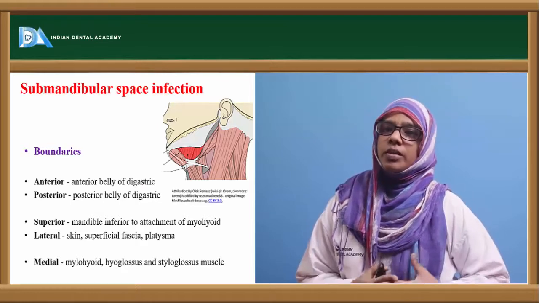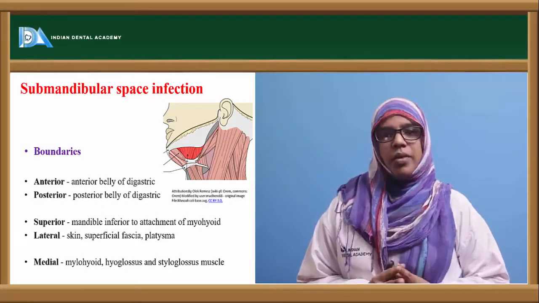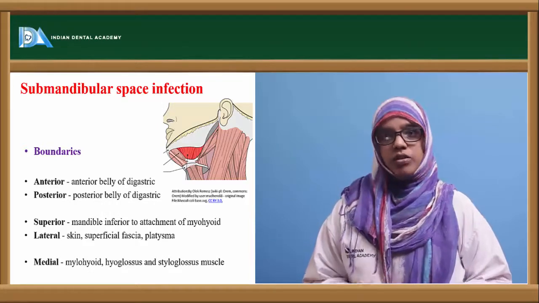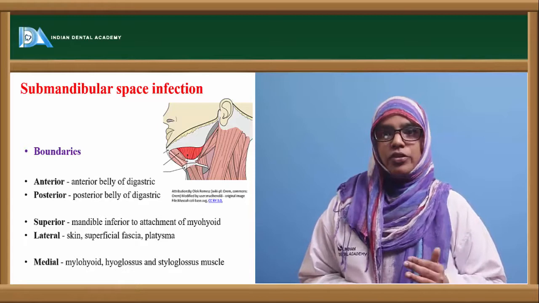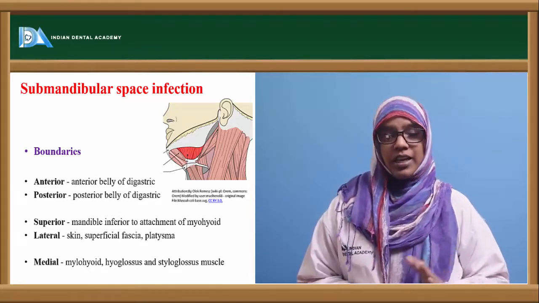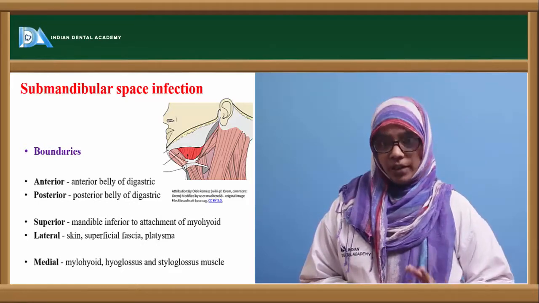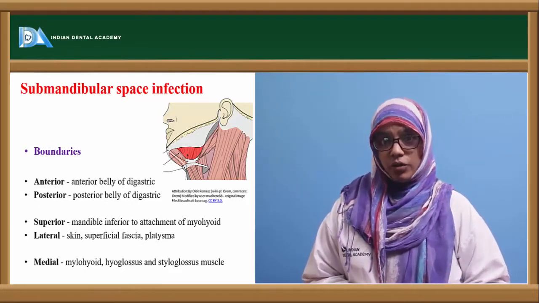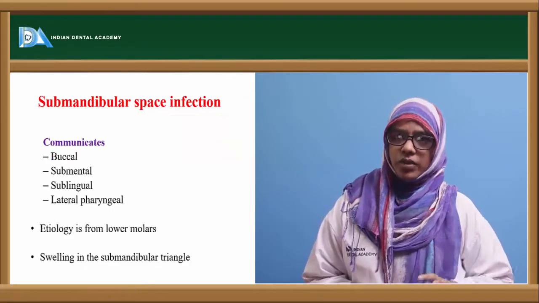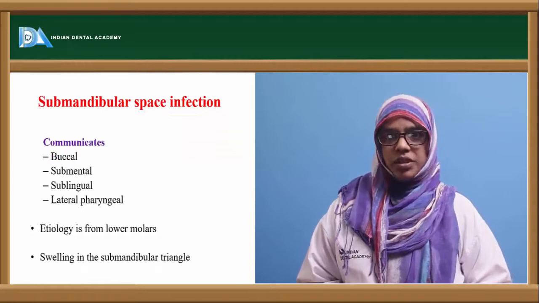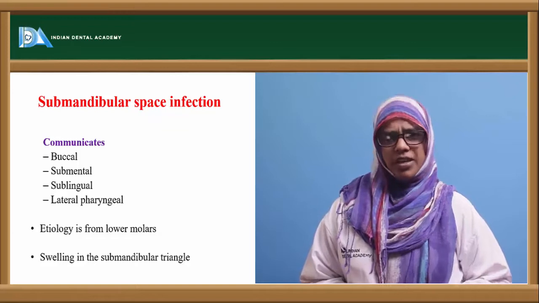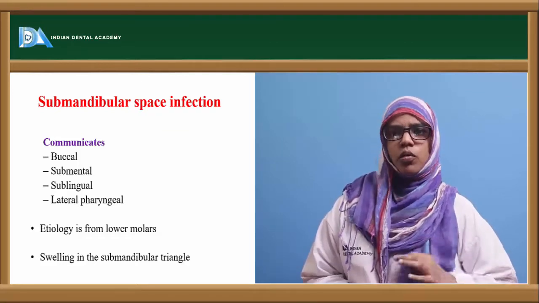Now we move on to the submandibular space infection. The submandibular space is bounded anteriorly by the anterior belly of digastric, posteriorly by the posterior belly of digastric, superiorly by the mandible inferior to the attachment of the mylohyoid, laterally by the skin, superficial fascia, platysma, medially by the mylohyoid, hyoglossus and styloglossus muscle. Submandibular space infection communicates to the buccal space, submental space, sublingual space and lateral pharyngeal space, and its etiology is more commonly the lower molars.